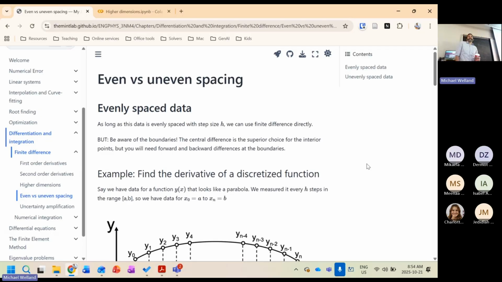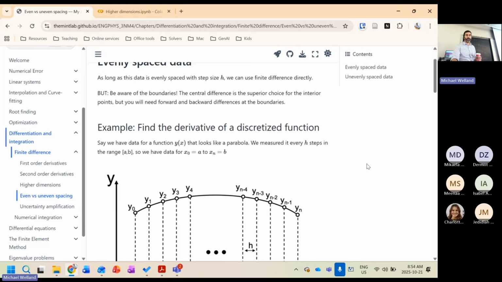So as long as the data is evenly spaced with step size h, whatever it is, we can use finite difference directly and effectively and efficiently, right? Beware the boundaries. Central difference is better quantifiably, right? But you have to be a little bit careful about that one.